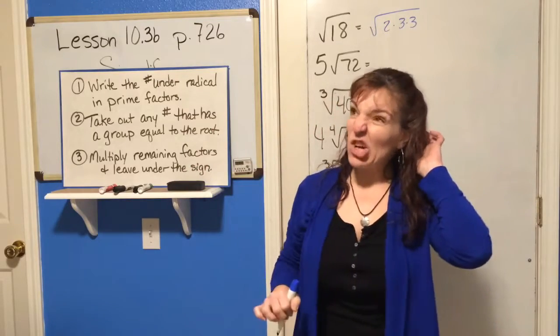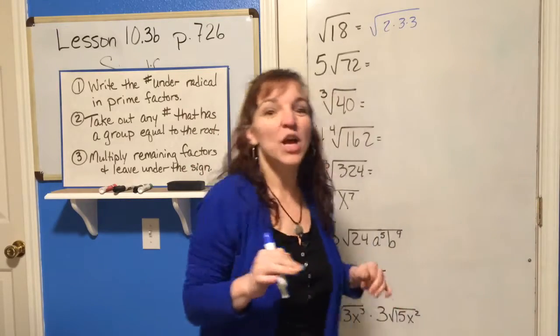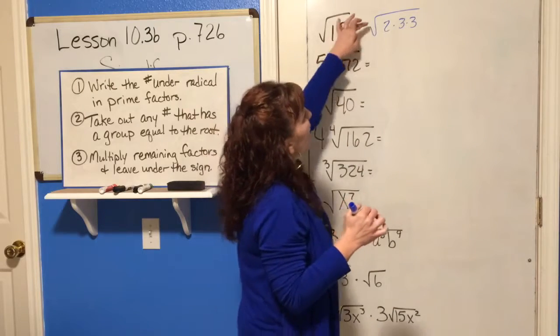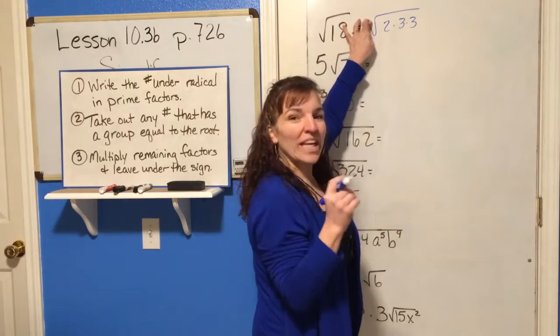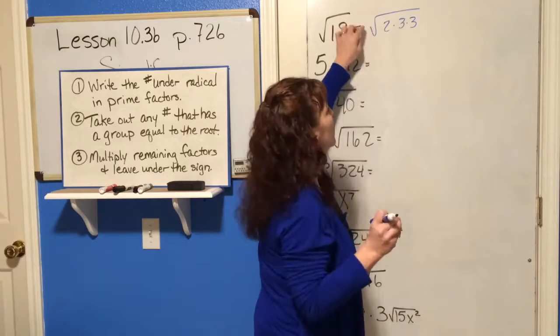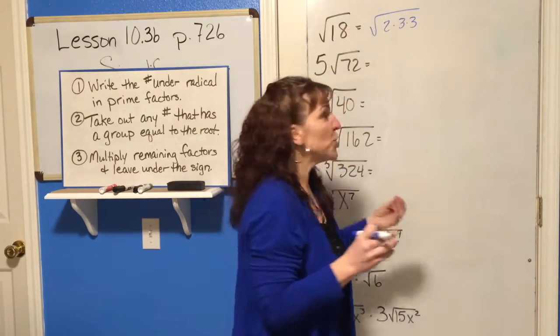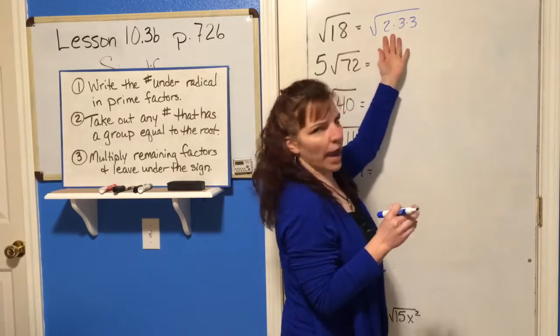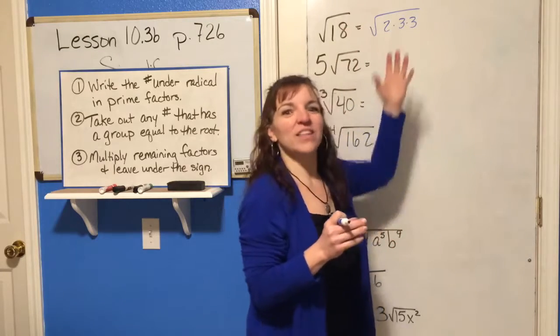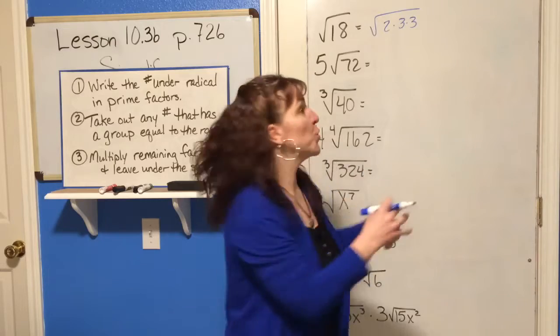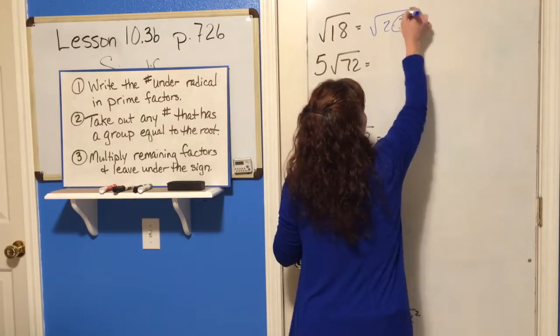Now, I like to call this the go fish number, okay? What we're doing is this. Whatever the root is, we need a group of that many. So in a square root, we don't have a 2 up there, but it's a square root, it needs 2. So what you're doing is you're looking in your hand of numbers under the box to see, do we have any groups of 2? And in this case, we do. We have one group of 2 here.